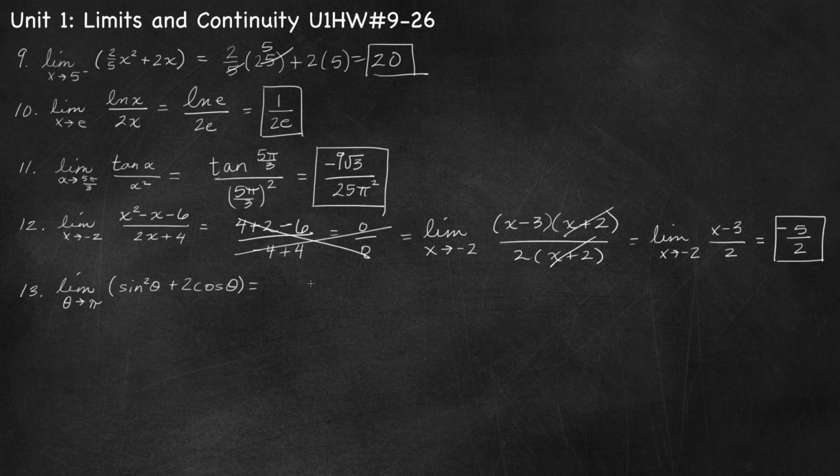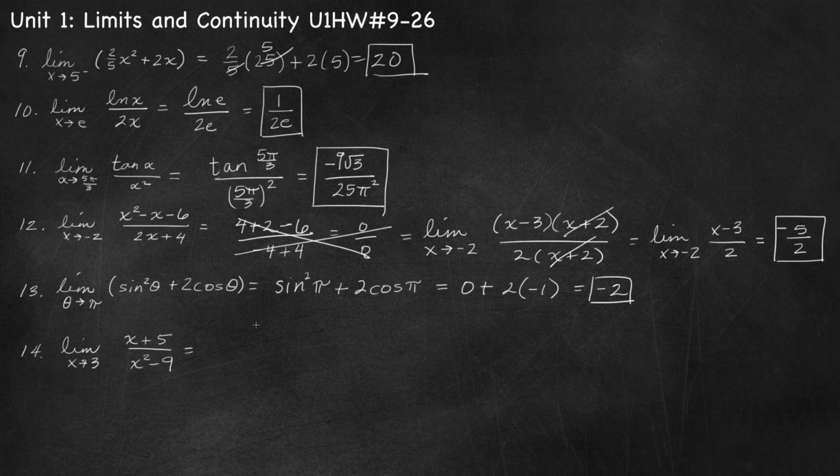Number 13, the limit as theta approaches pi of sine squared theta plus 2 cosine theta. Let's try a substitution first. So we have sine squared pi plus 2 cosine pi. And we can simplify that. The sine of pi is 0. 0 squared is 0. Plus 2 times the cosine of pi, which is negative 1. So our limit is equal to negative 2.